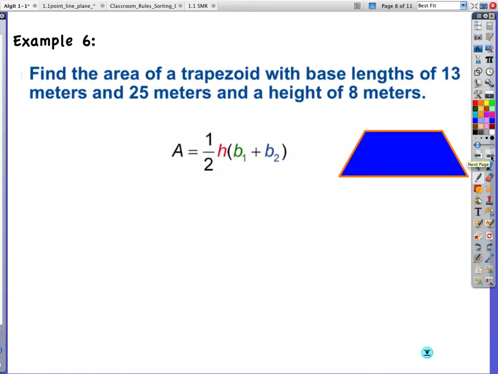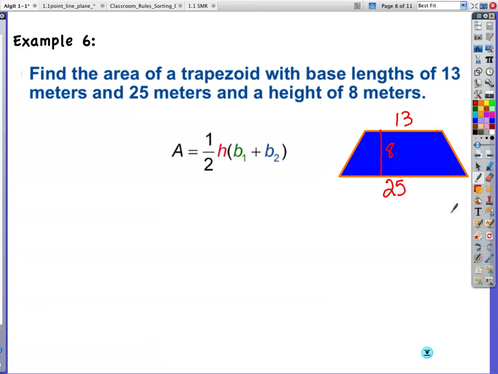Find the area of a trapezoid with a base length of 13 and the other base length is 25 and a height of 8 meters. And you're like, the geometry's not going away? Oh no, we're gonna keep that alive. All right, so here we go. This is your base and this is the base, they're parallel. This one has 25, this one is 13. And the height, that's how far it is from the top to the bottom, is 8 meters. Okay, so that's your picture.